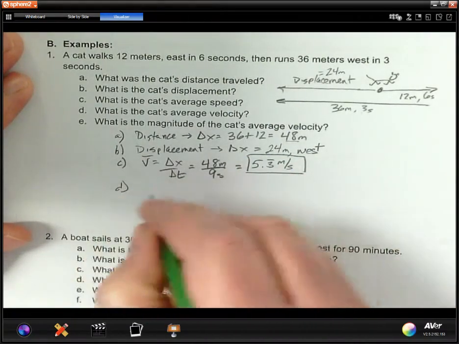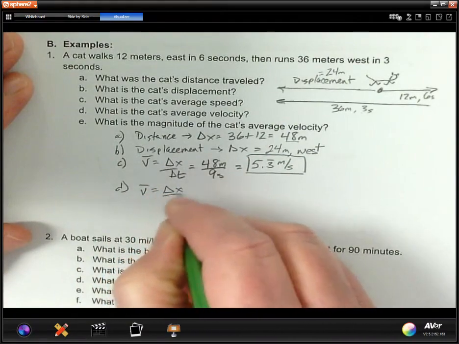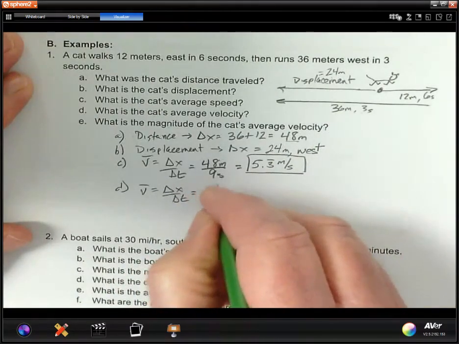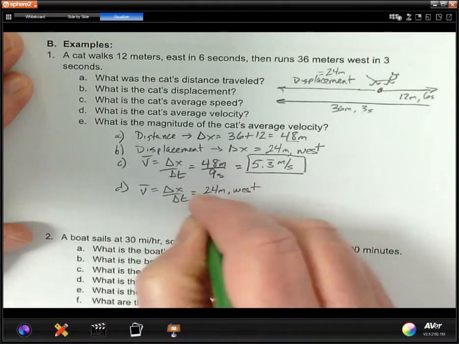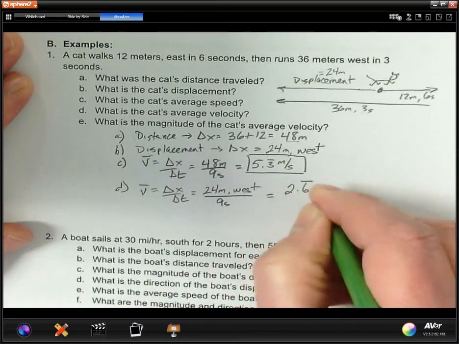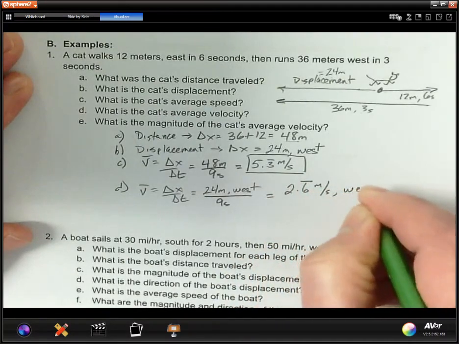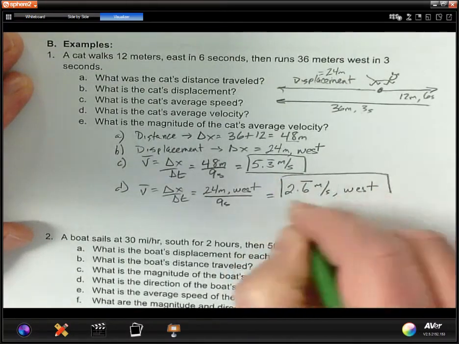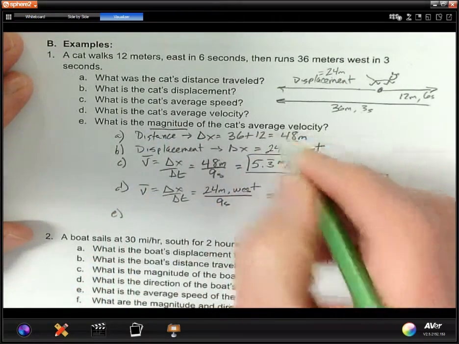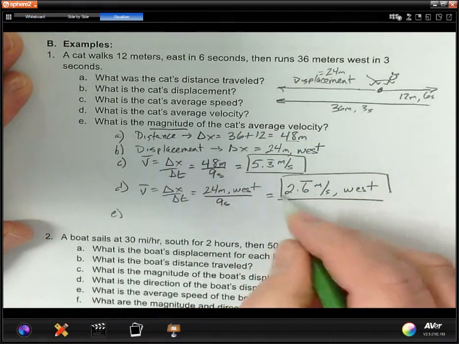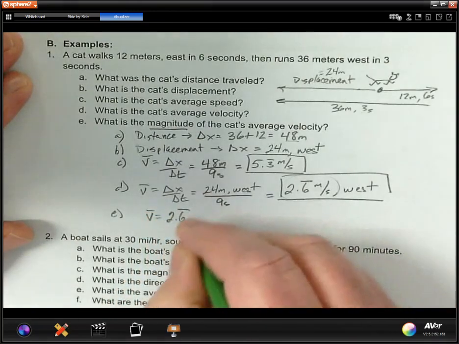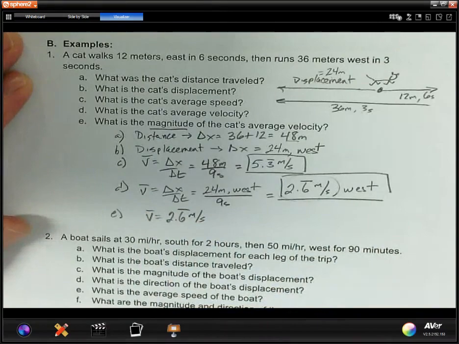His average velocity, I'm going to use the same equation, but this time I'm going to use the displacement. So 24 meters west in 9 seconds, and divide that out, I'm going to get 2.6 repeating meters per second west for his average velocity. And then E, it wants the magnitude of the average velocity. That just means the size. So the size of it is this 2.6. So I can just say 2.6 repeating meters per second for the magnitude of the velocity.